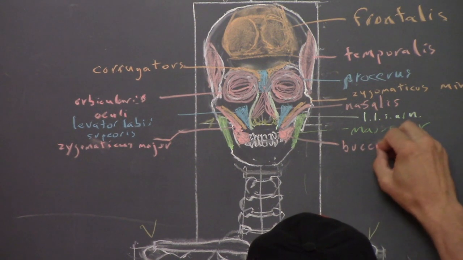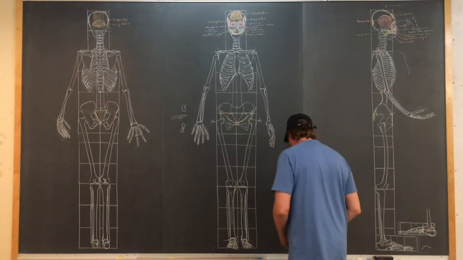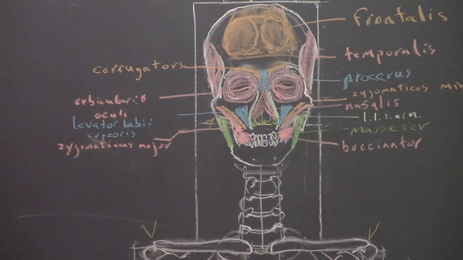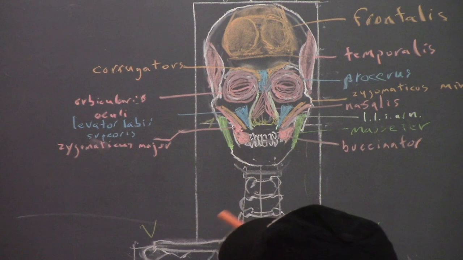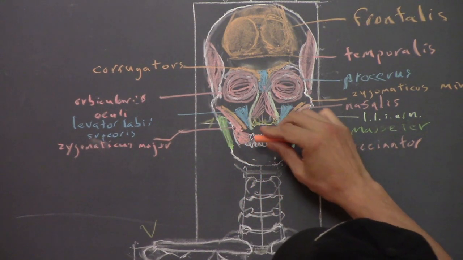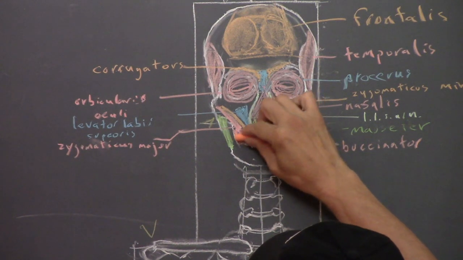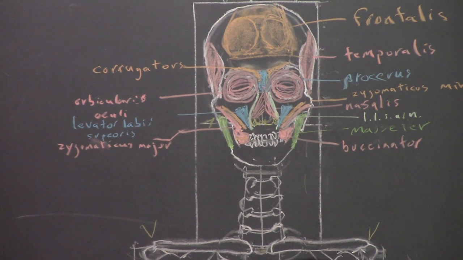Buccinator. Okay, on top of buccinator is risorius. It's a muscle that often works in conjunction with zygomaticus major as part of your smiling muscles. So again, it's going to start from the middle of that ridge. It's going to sit on top here.